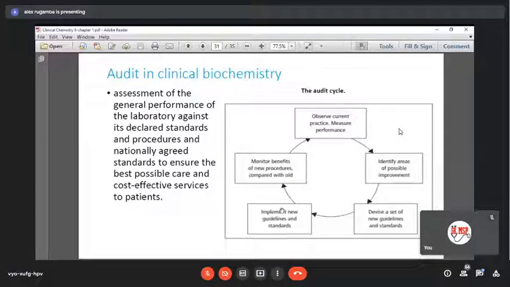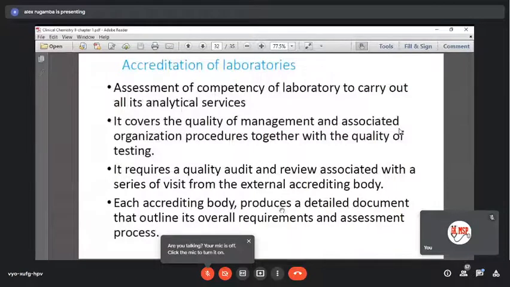The audit will come and evaluate: does this lab have the documents? Does this lab have the quality manual? Does it have the safety manual? What are they doing? Are they calibrating their equipment? Do they have policies preventing people from entering the lab? Are they performing all the requirements, and do they have all the requirements for safety? Is this lab well equipped? Does this lab have enough personnel? That is the audit. And then there will be accreditation.